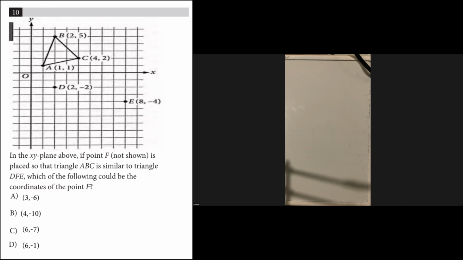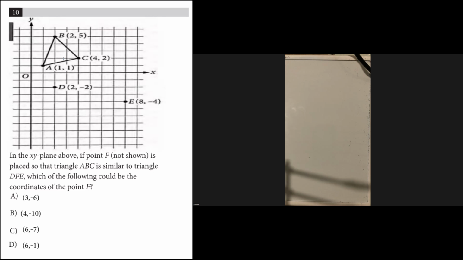Okay, so for this one, triangle ABC is similar to triangle DEF, which of the following coordinates could be point F? And so for this, we know that ABC equals DEF, and F is some point. And so the best way we can do this is relate the slopes. For AC, we go up 1 and right 3. And for D and E, we go down 2 and right 6. So that means these two have the same slope, but the signs are opposite, which basically means all they did is flip this triangle over the x-axis and increase the size of it.